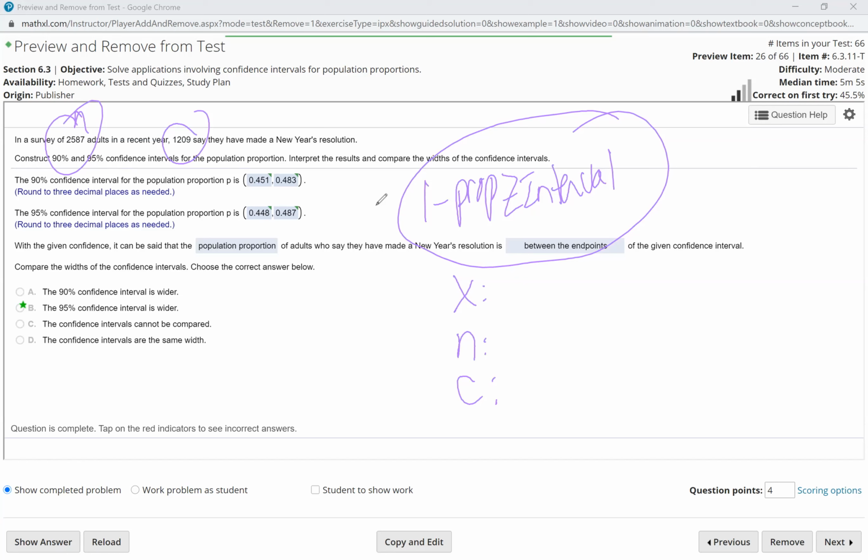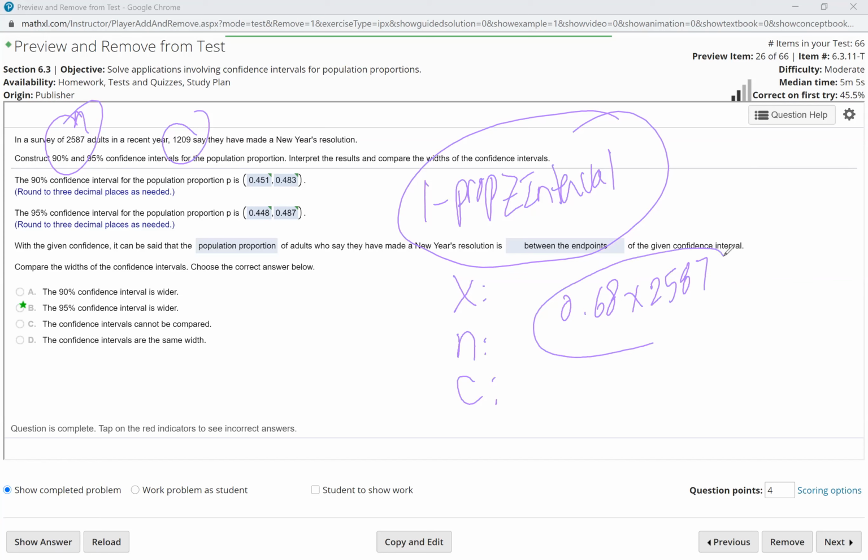Now, I wanna bring one thing to your attention. What about if you see a problem like the following? In a survey of 2,587 adults in a recent year, 68% say they have made a New Year's resolution. How would you find X? If I give you the percentage, guys, to find X, you multiply the percentage by the total. So if I say, let's say 68% here, you just do 0.68 times the total, which is 2587.